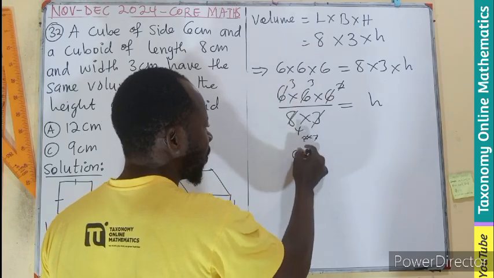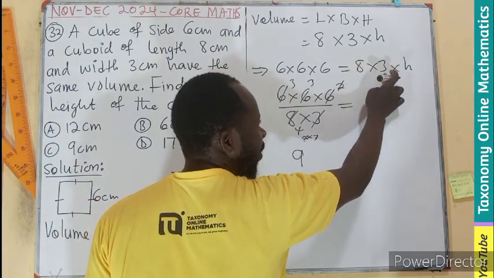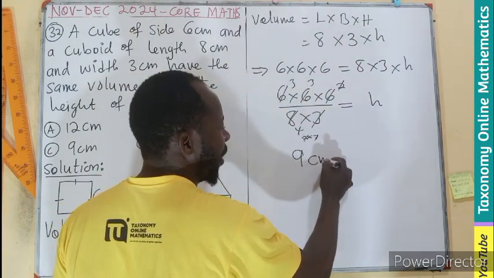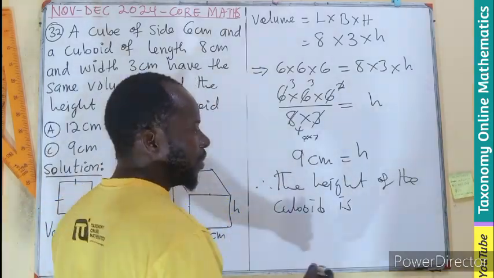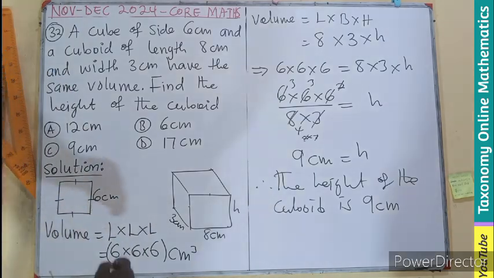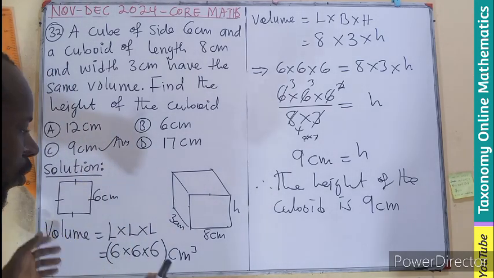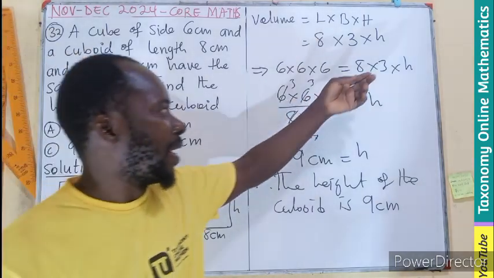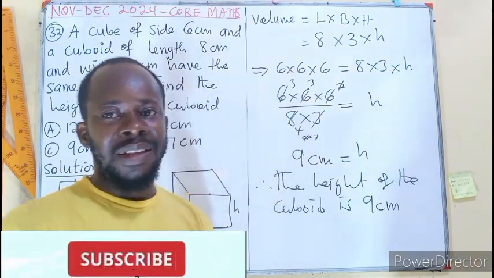So 3, 3, 9. And don't forget, this is going to be centimeter cubed divided by centimeter squared, so you'll be left with only centimeter. Therefore, the height of the cuboid is going to be 9 centimeters, which we can see as well is option C. You can also find the multiplication of this and divide by the multiplication of this, and you still come back to get 9 as your height. I guess this is clear.